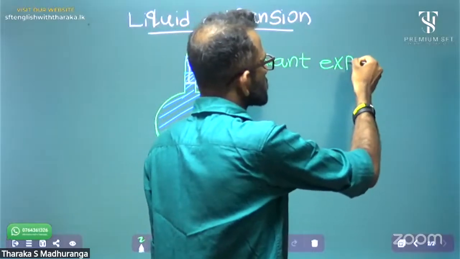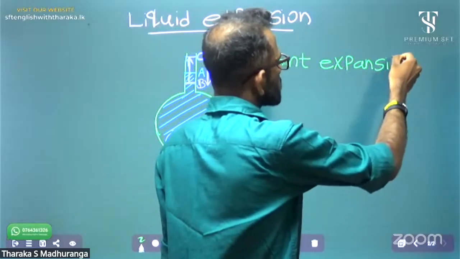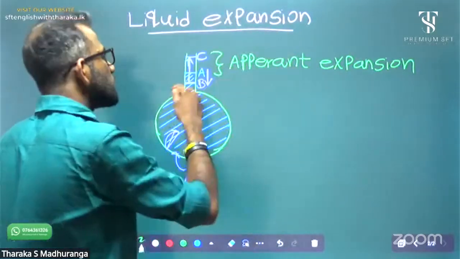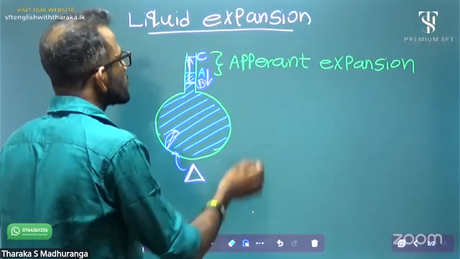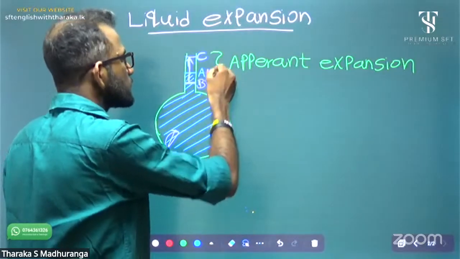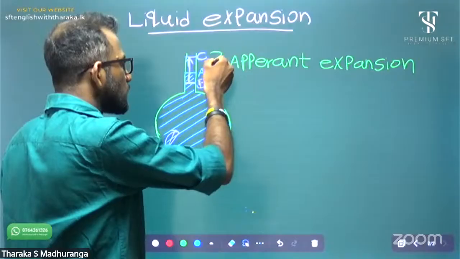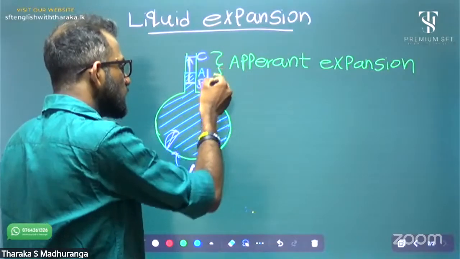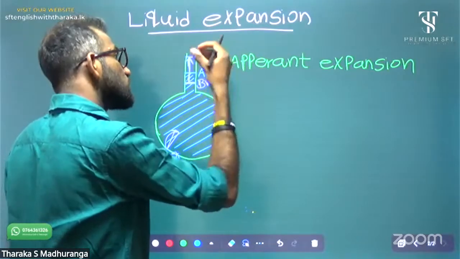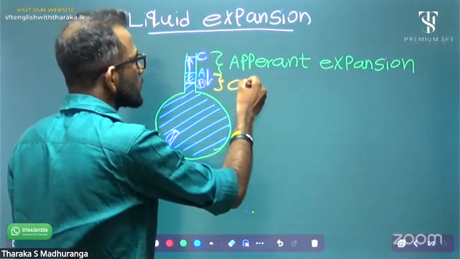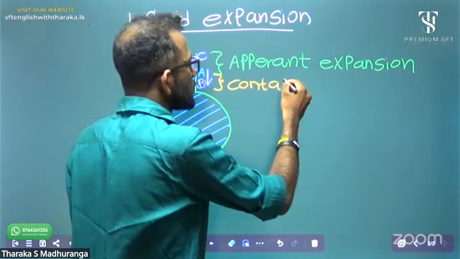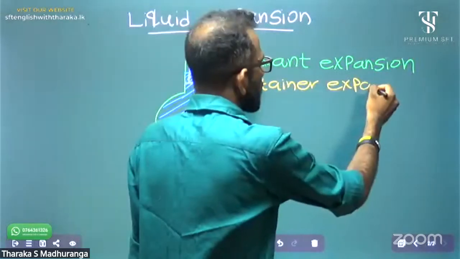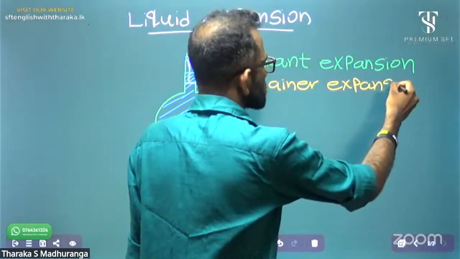Okay, what is the meaning of this level? This is a decrease. This liquid level, the water level, decreases due to what? Due to container expansion. This is the container expansion.